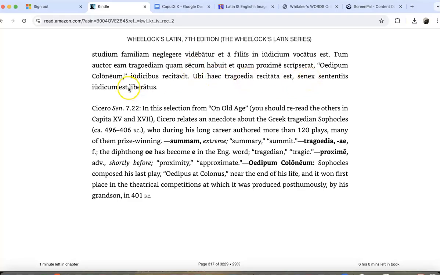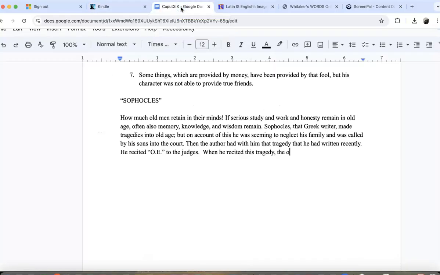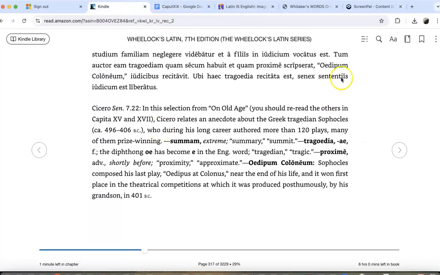The old man was freed. So senex est liberatus. So there's another example of perfect passive voice and grammar construction. So perfect passive. So the old man was freed or was liberated. So liberatus est. And then here we have ablative of separation.